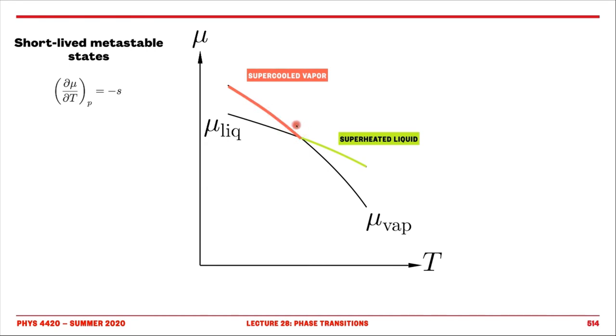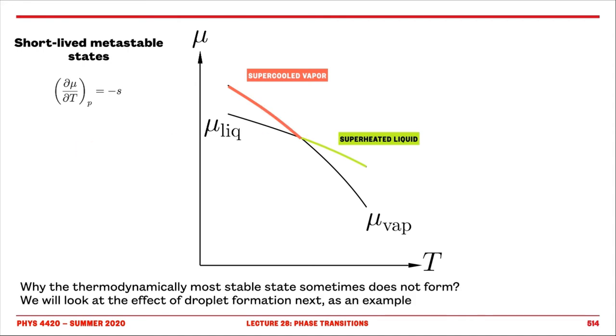In fact, this metastable situation is a short-lived situation that is allowed by this graph, even though thermodynamics tells you that it should be a lower chemical potential. We are going to discuss why we can actually go on these two branches now. We're going to describe this for a specific case, the formation of droplets, so the condensation. Why vapor can go into supercooled vapor instead of creating a liquid. This is related to fluctuations that we are going to describe in much more detail here. Good.